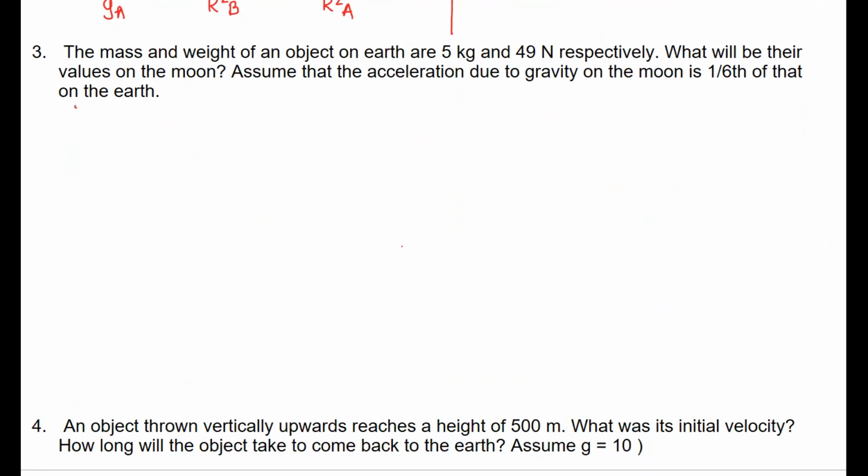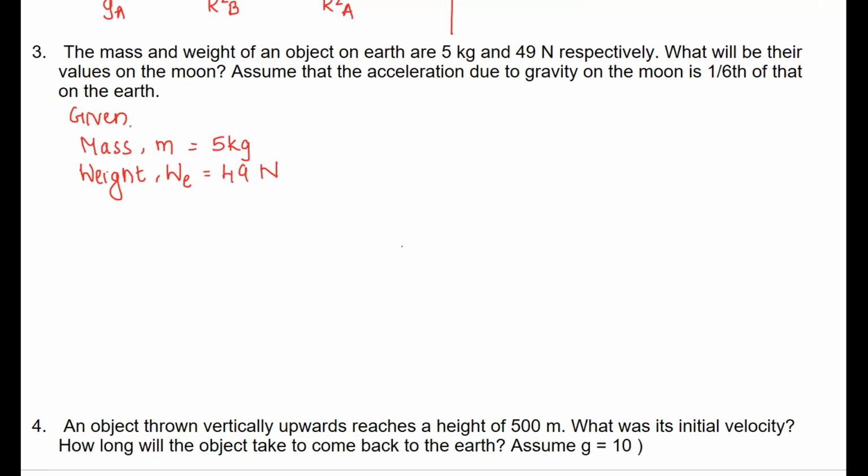So it is given that mass of the object, mass M is equal to 5 kg. Weight of an object on the Earth. Mass will be the same everywhere. It will not change from place to place. Weight will change. Weight on Earth, we can represent it by WE is equal to 49 Newton.